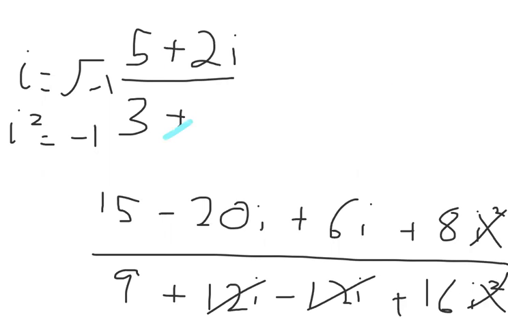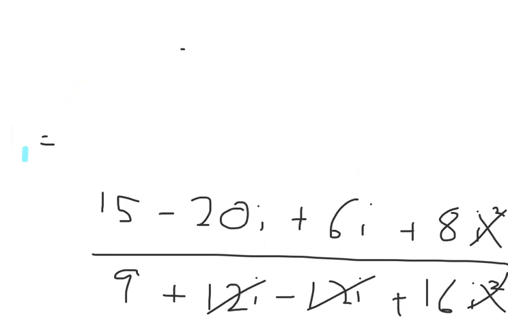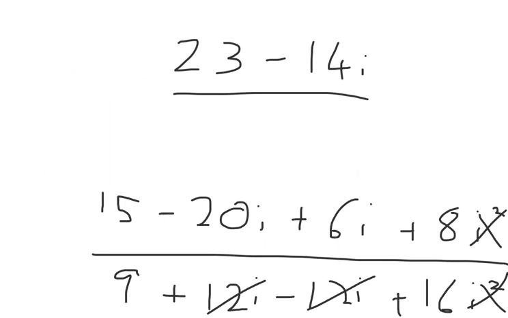So we have 15 plus 8, which gives us 23. And then we have minus 20i plus 6i, which gives us minus 14i. And then on the bottom, we have 9 plus 16, which gives us 25. And this is our final answer.